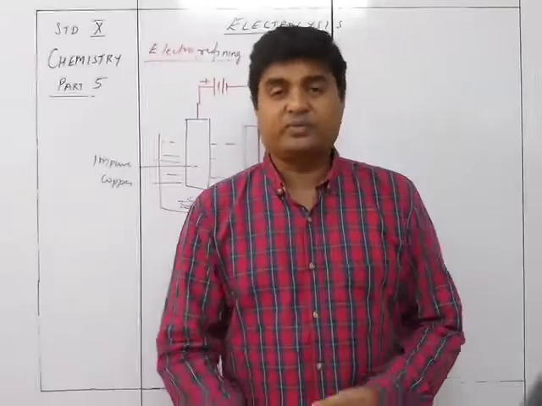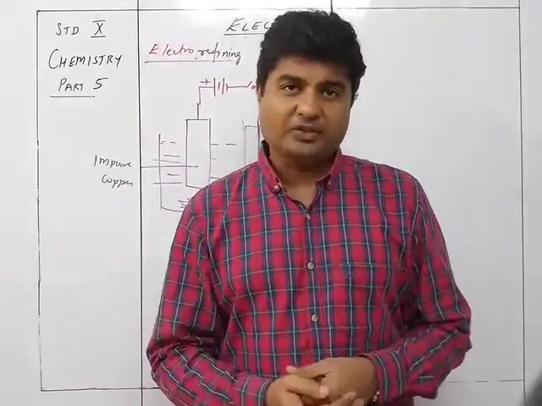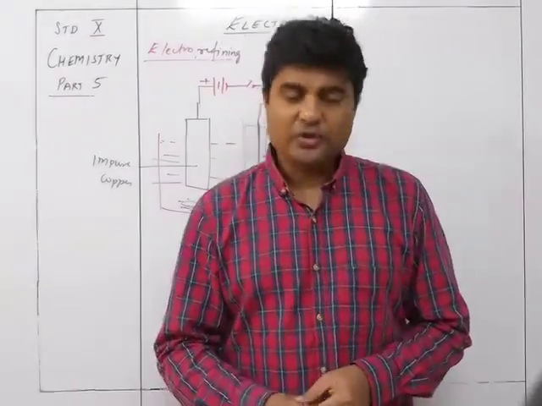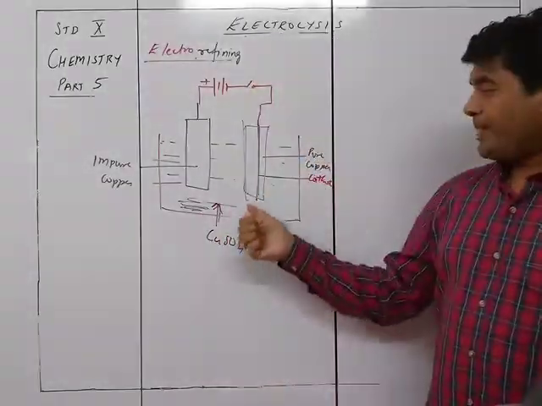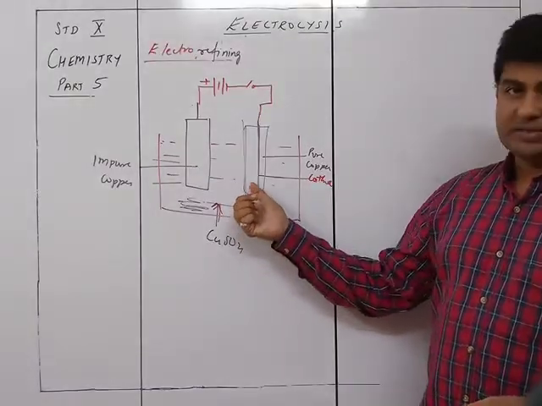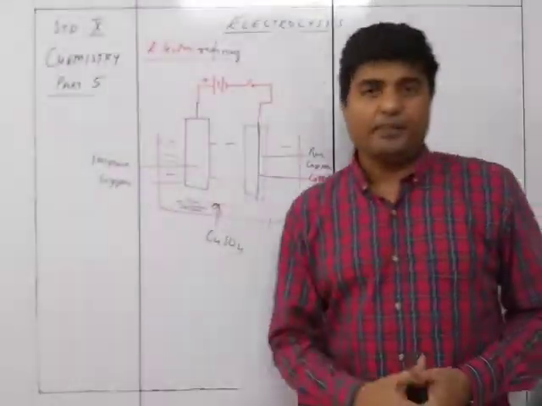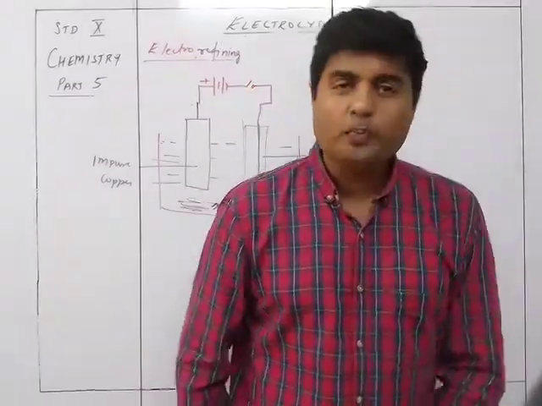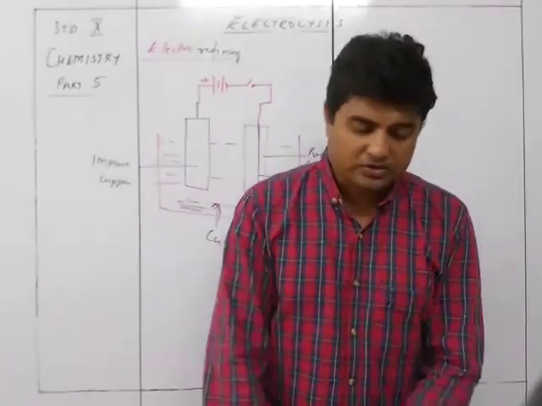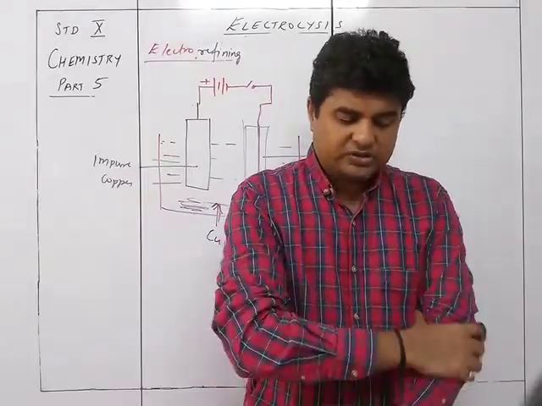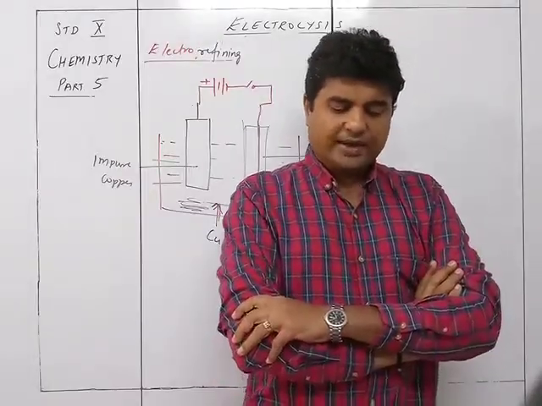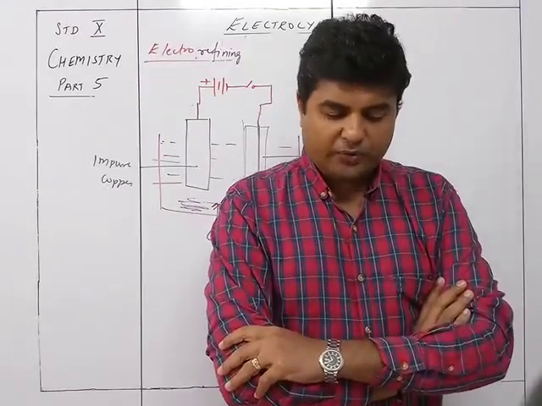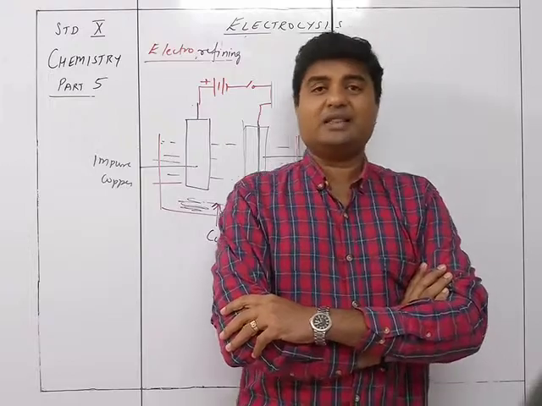So the reaction will be the same thing. CuSO4 will give you Cu2+ and SO4 2-, H2O will give you H+ and OH-. Of course at the cathode, the Cu2+ of CuSO4 is going to come to the cathode and get deposited on the cathode as Cu metal. So Cu2+ plus 2 electrons will give Cu, and it is deposited. So Cu2+ ions are discharged at the cathode as neutral copper atoms. Thus pure copper is deposited on the thin sheet of pure copper placed at the cathode.